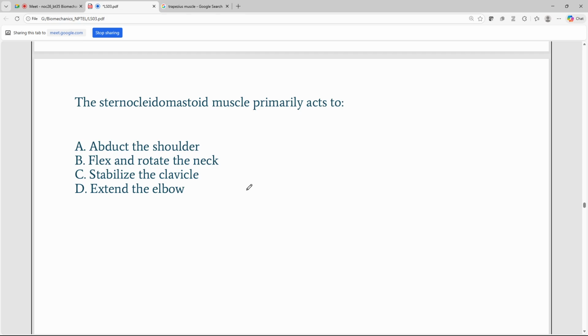Next question. The sternocleidomastoid muscle primarily acts as what? What is the function of the sternocleidomastoid muscle? Options are abduct the shoulders, flex and rotate the neck, stabilize the clavicle, extend the elbow.